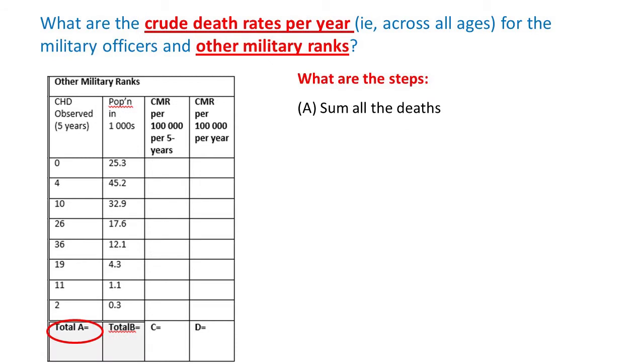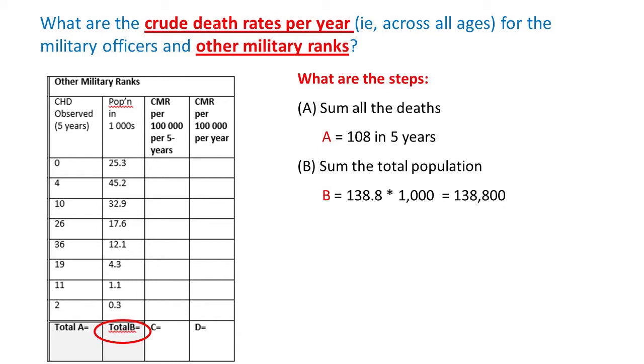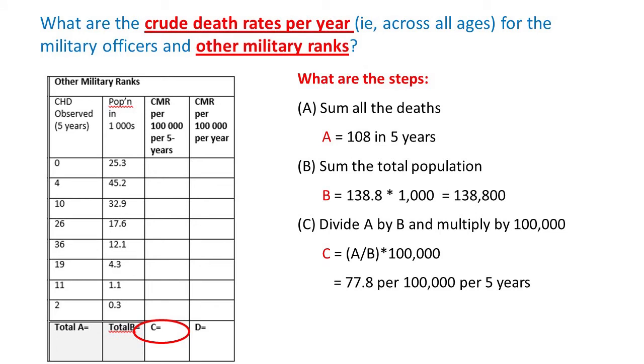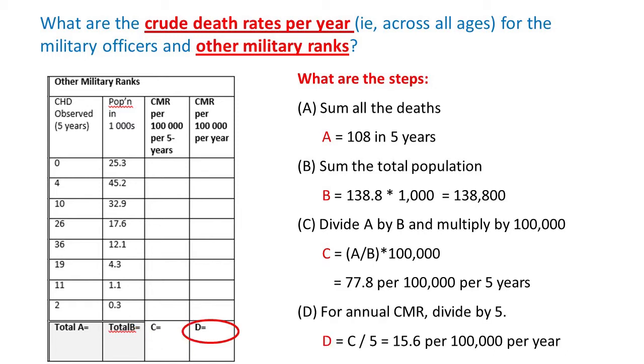Repeat the calculation steps for other ranks. We will have the total number of deaths in 5 years, which is A equals 108 deaths. Total number of other ranks people is B equals 138,800. Crude death rate per 5 years is C equals 77.8 deaths per 100,000 people per 5 years, and annual crude death rate is D equals 15.6 deaths per 100,000 people.